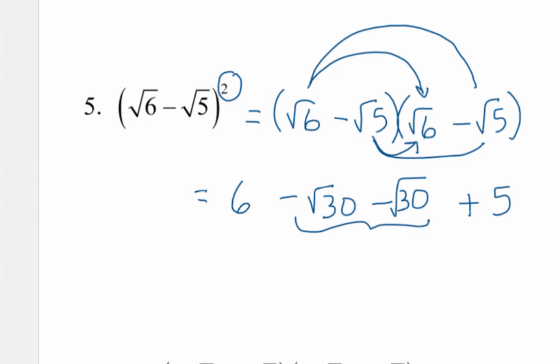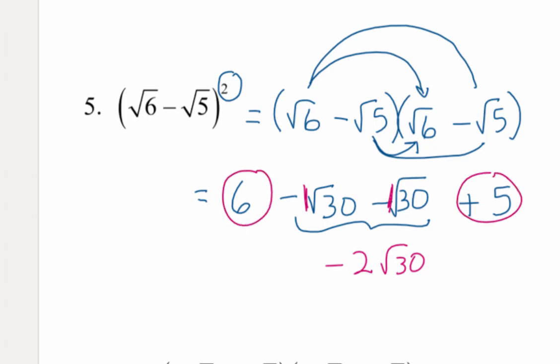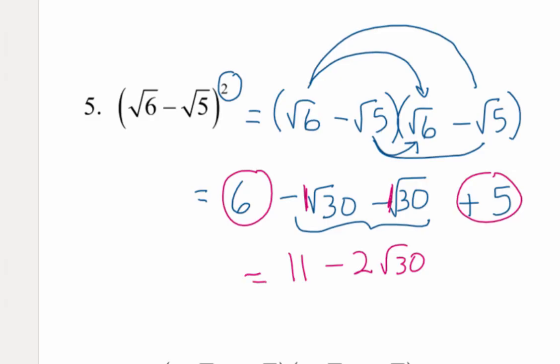That's going to give us, remember there's an invisible 1 here? I'm just going to remind you, right? There's a coefficient here and here. So negative 1 and negative 1, so that's a negative 2 square root of 30. And then you also have the 6 with the 5, right? Add those together and that's 11. All right, we're going to go to the next one.